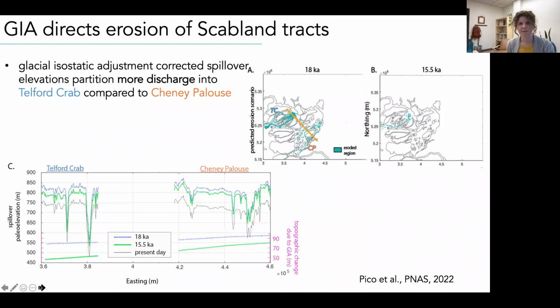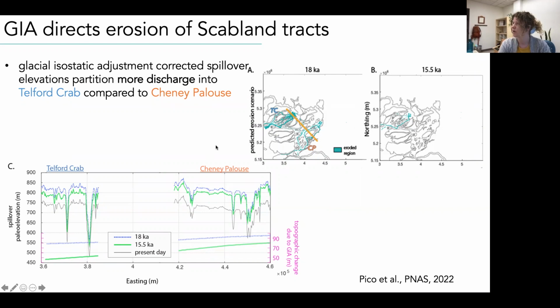Okay, so here is a bit of a summary slide. This figure on the bottom shows the glacial isostatic adjustment corrected spillover elevations between Glacial Lake Columbia and these tracks at these different times. The gray is present day, so no correction for glacial isostatic adjustment. The blue is 18,000 years ago, and the green is 15.5 thousand years ago. On the bottom, I'm showing topographic change due to glacial isostatic adjustment. So you can see that at 15.5 in the green, there's more subsidence in Telford crab, which is allowing more water to spill over into those tracks.